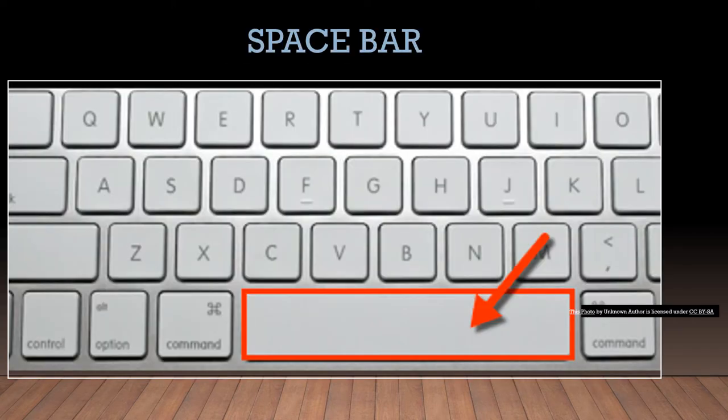Students, this is a very special key. This is the longest key. The space bar key is the longest key on the keyboard. It is in the form of a horizontal bar in the lowermost row. It is used to give space between words while typing. Students, if you want to type your name, Rahul Kumar, first you write Rahul, then you use this key, then you write Kumar. Okay, students?